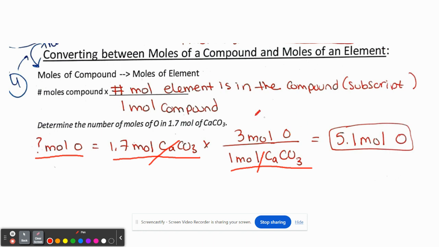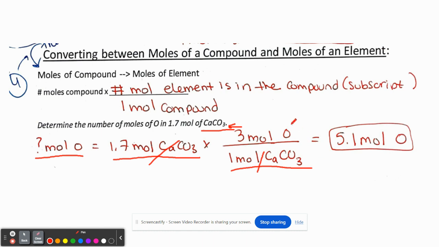And then we're going to be left on top with what we want. We want to know how many moles of oxygen there are in CaCO3, right? So if you look at this formula, look at the little subscript next to oxygen. There's a 3 there, right? That little subscript is what we're looking for. That means there are 3 moles of oxygen in 1 mole of CaCO3. So we just found a ratio, a 3-to-1 ratio.